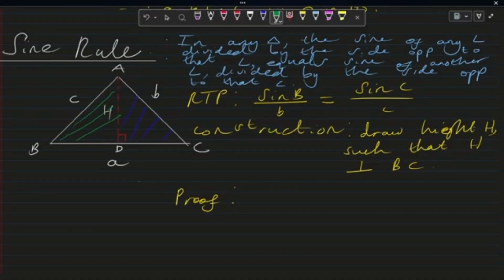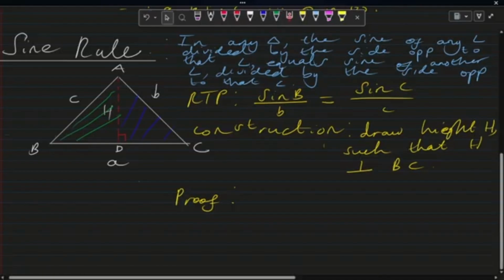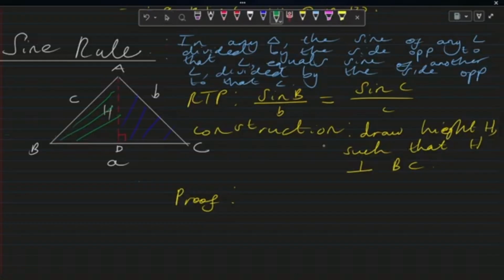And after that we return our attention to this triangle, and then we say sine of B, which will be opposite over hypotenuse, h over c, and then from that equation we make h the subject as well. From there we will take equation 1, equate it with equation 2, and then manipulate that equation to get to.